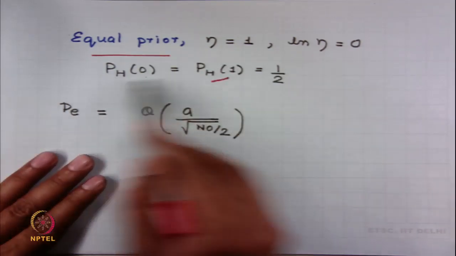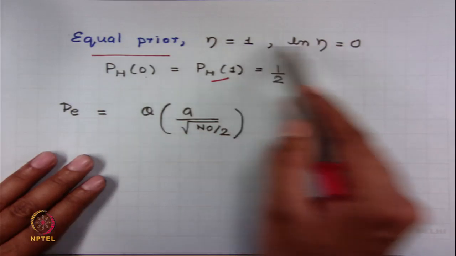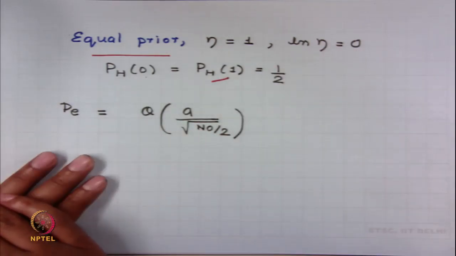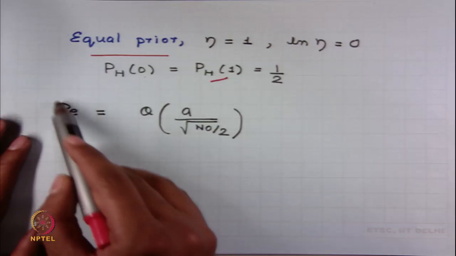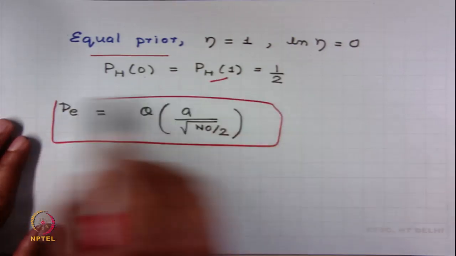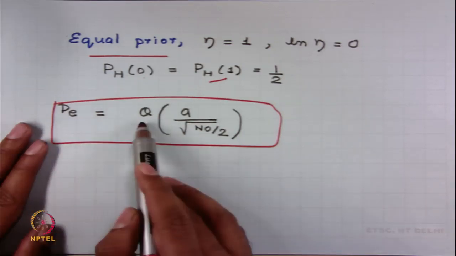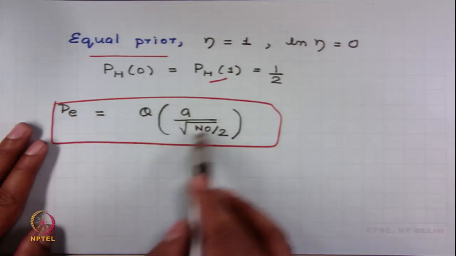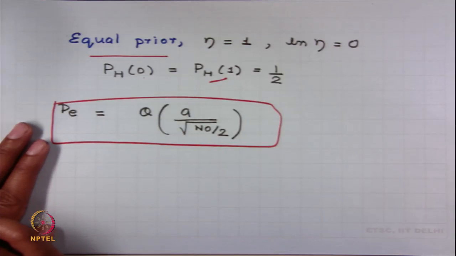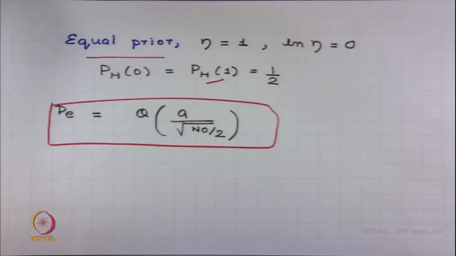Because both of these probabilities are the same, eta is 1, ln eta is 0. And in that case, the probability of error reduces to a very simple formula, which of course we can remember. The probability of error is given by Q of A divided by root of N naught by 2. Now, we have got a simple and neater expression. How can we think about this even more?